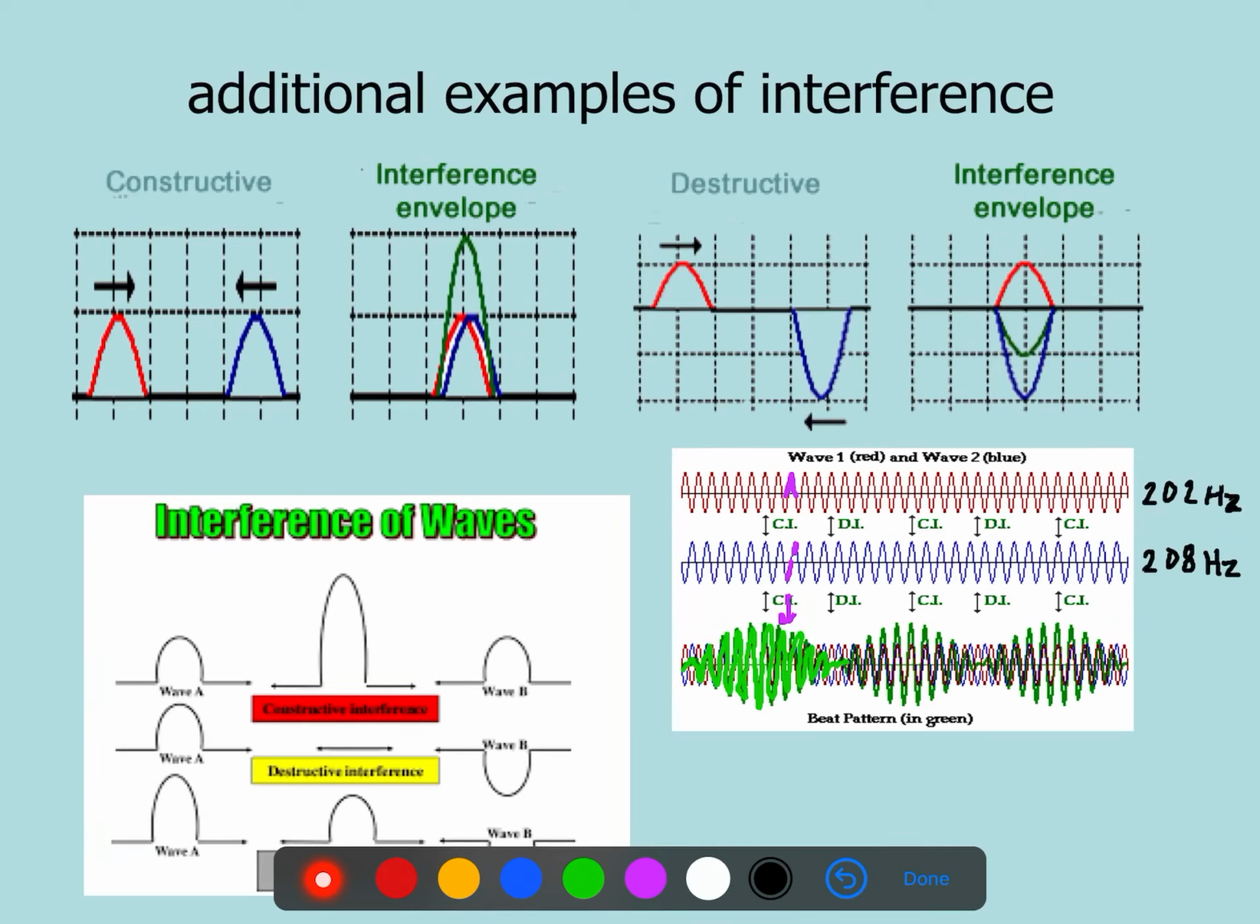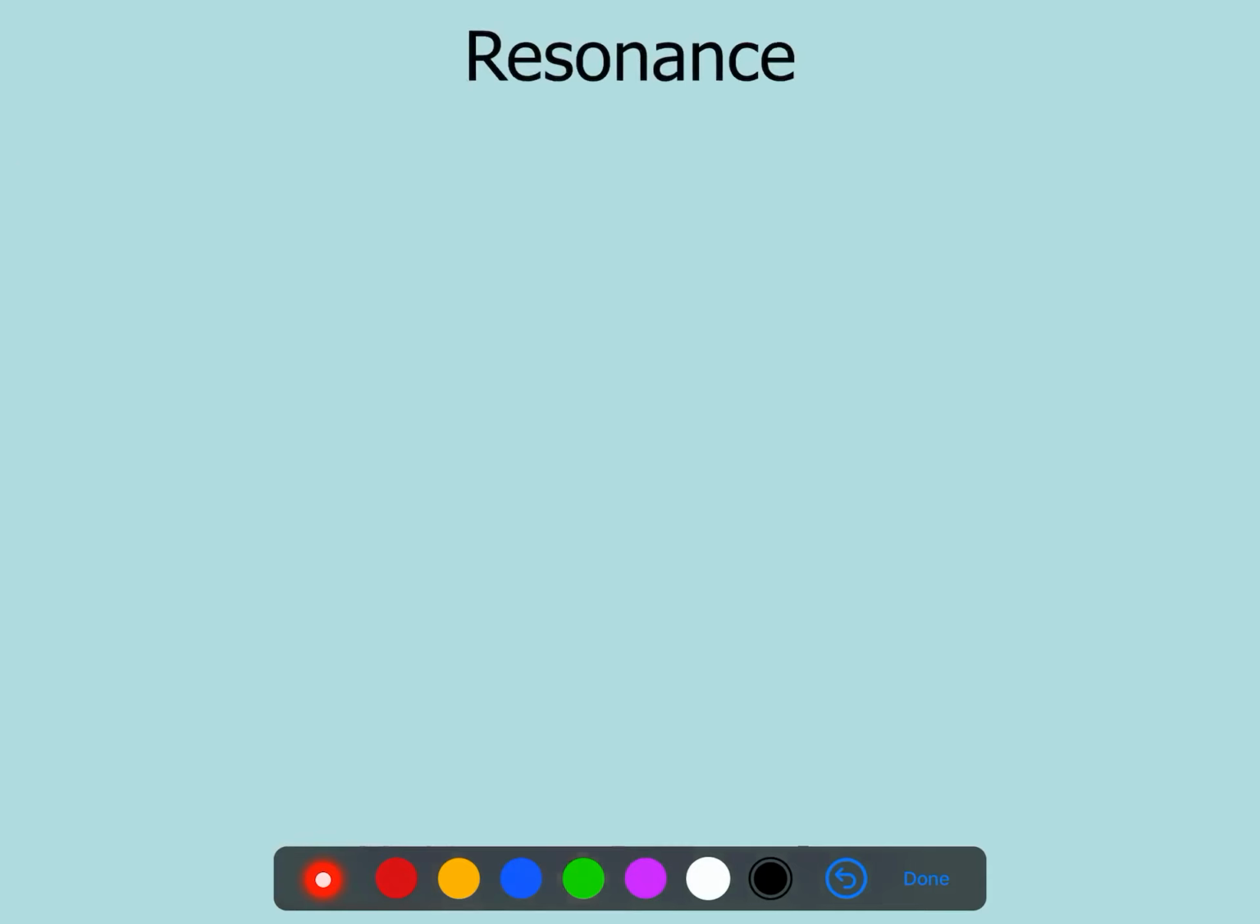Then the beat frequency is just the difference between the two. So our beat frequency, or our resultant frequency, we would just subtract. 208 minus 202 is going to give us 6. So the resultant wave, the beat frequency, would be 6 hertz because that is the difference between those two individual frequencies.